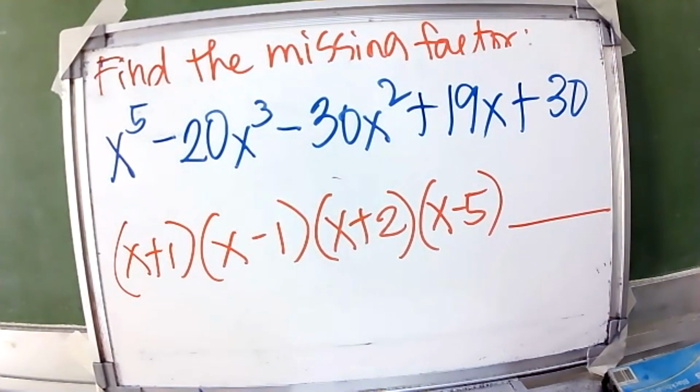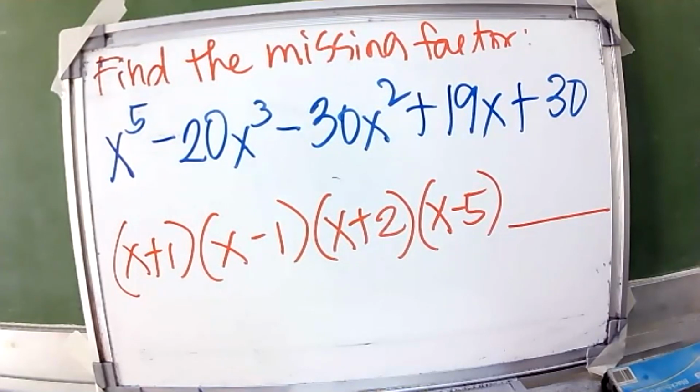Sir, paano po kapag di po 1 yung LC? O, yun yung next example natin. Sir, kukunin po talaga yung isa, yung nasa pinakahuli lang. Oo, kasi find the missing factor lang eh. Kung find the missing factors, mas maraming hahanapin mo.